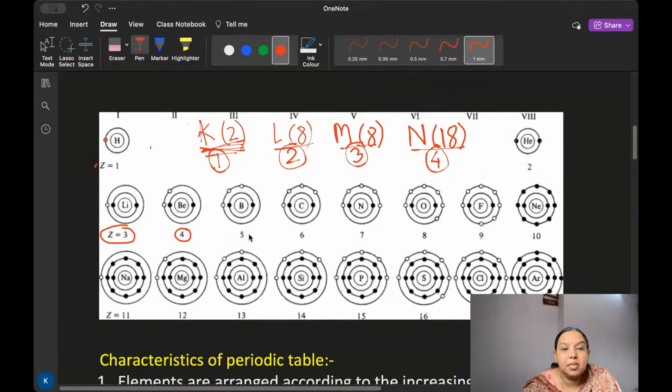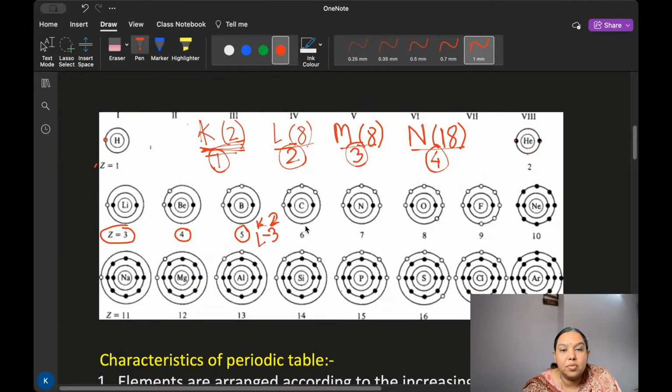Then comes the next element, boron, with atomic number 5. In K shell we fill 2 electrons. So out of 5, 2 electrons go to K shell. In L shell now we have the remaining 3 electrons. So K shell is having 2 and L shell is having 3 electrons.